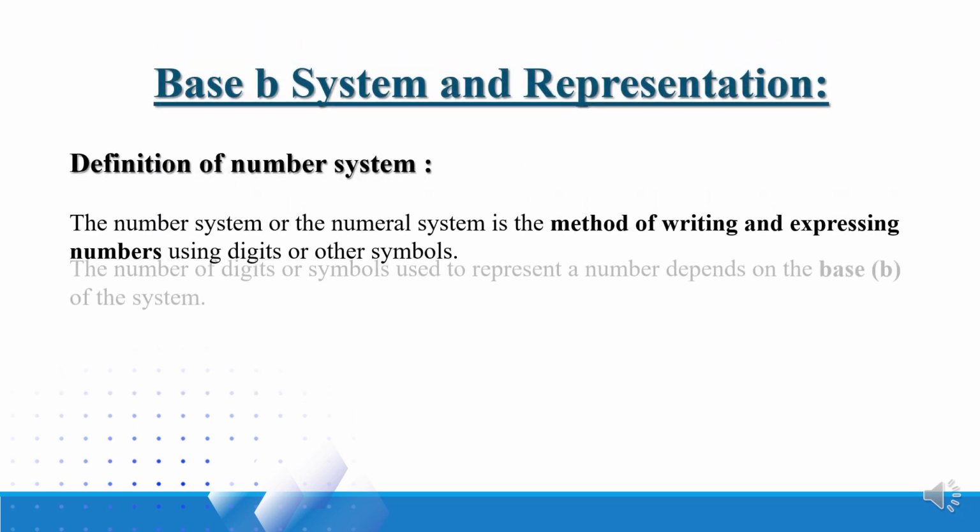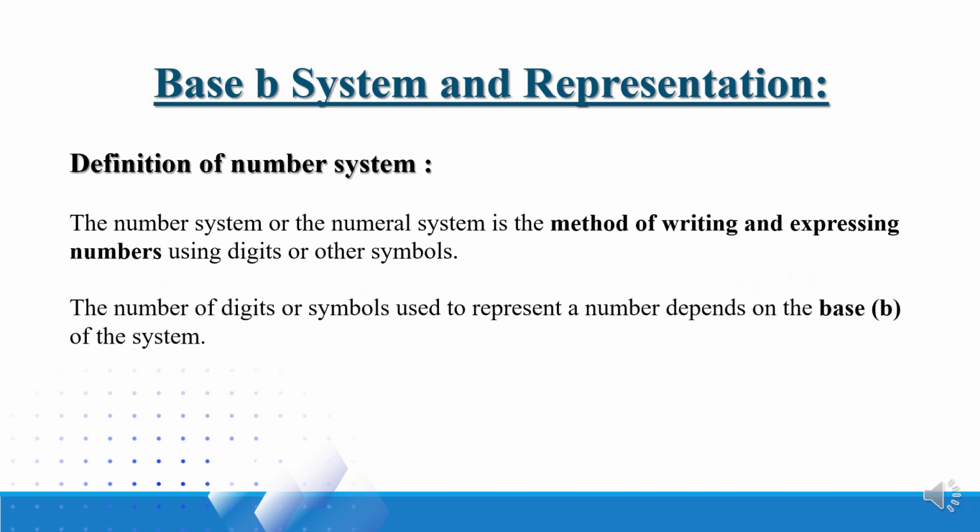So, what is a number system? A number system is a method of writing and expressing numbers using digits or symbols. The number of digits used depends on the base, written as B. Each base gives us a different way to count and calculate.